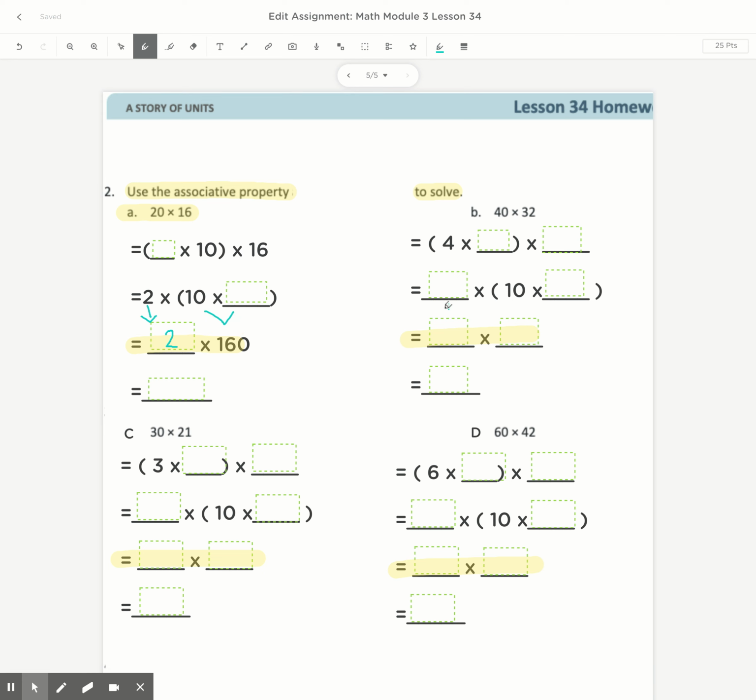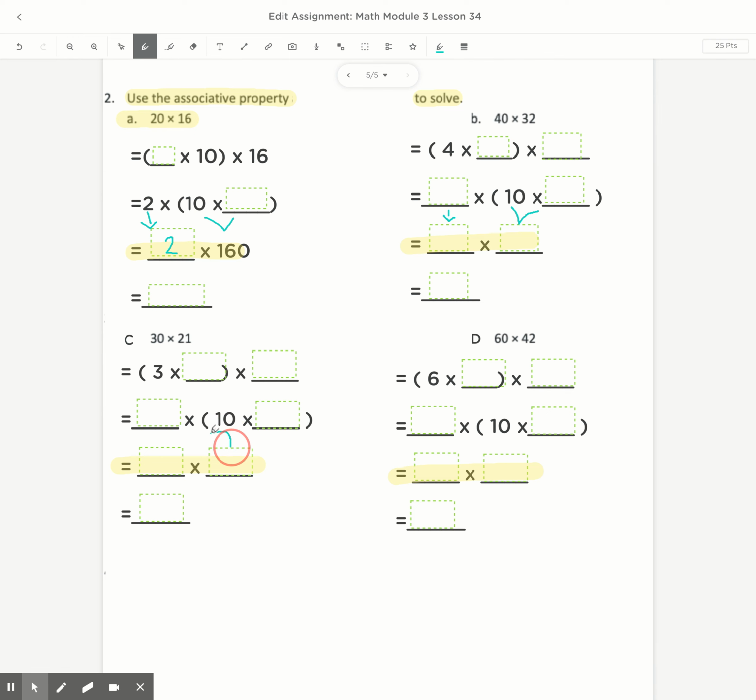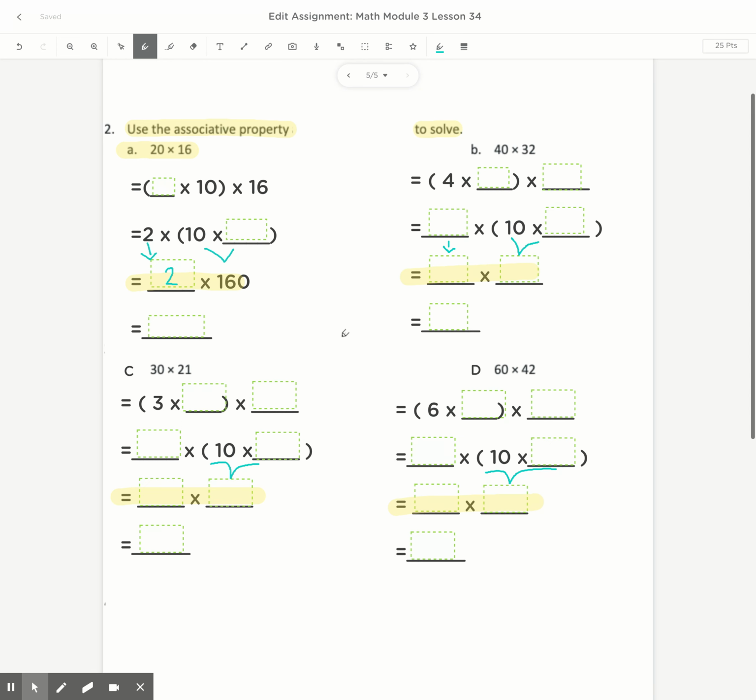So again, right here, that one would drop down, and then this answer box right here would be the answer to 10 times whatever. So again, right down here, that answer box is going to be the answer to 10 times whatever problem you are solving.